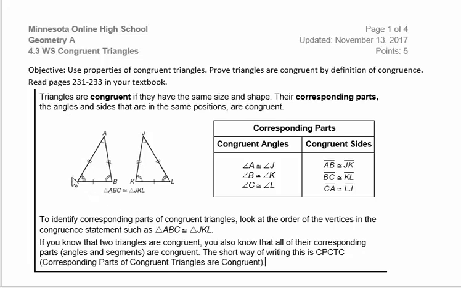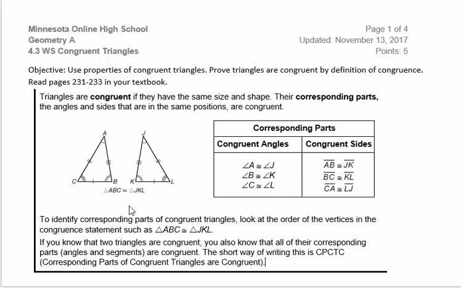So, triangles are congruent if they have the same shape and size. Their corresponding parts, the angles and the sides that are in the same positions, are congruent. So in order to prove that they are congruent by the definition of congruence, all the sides have to be congruent and all of the angles have to be congruent.